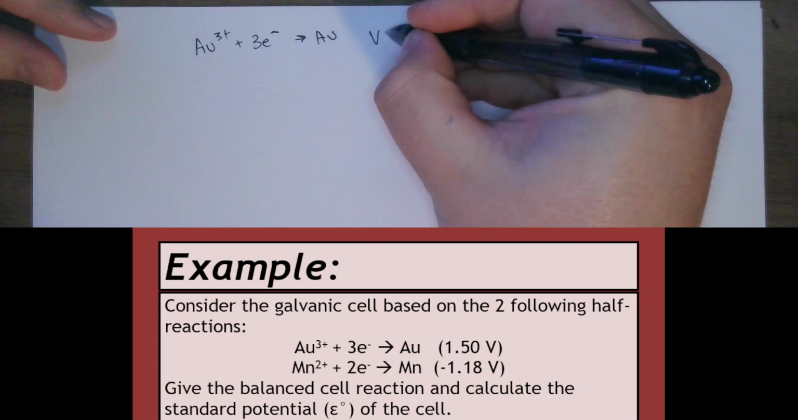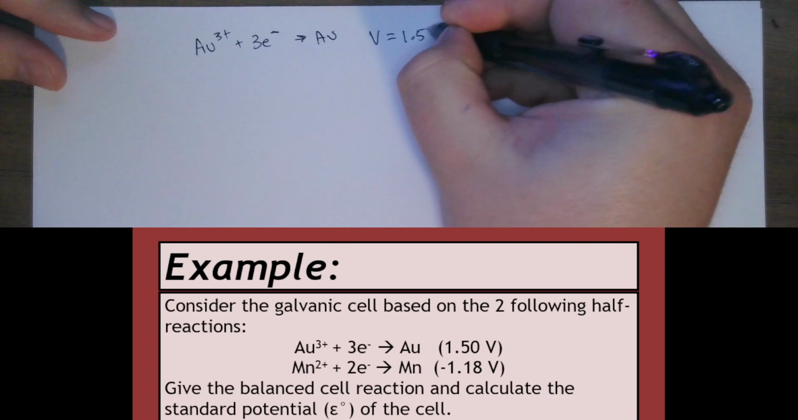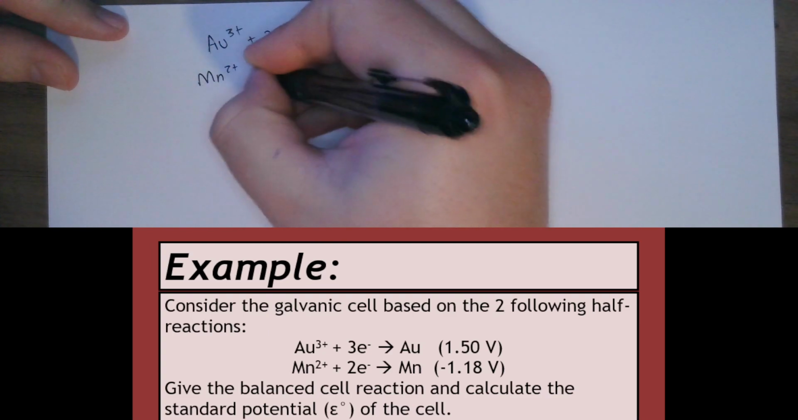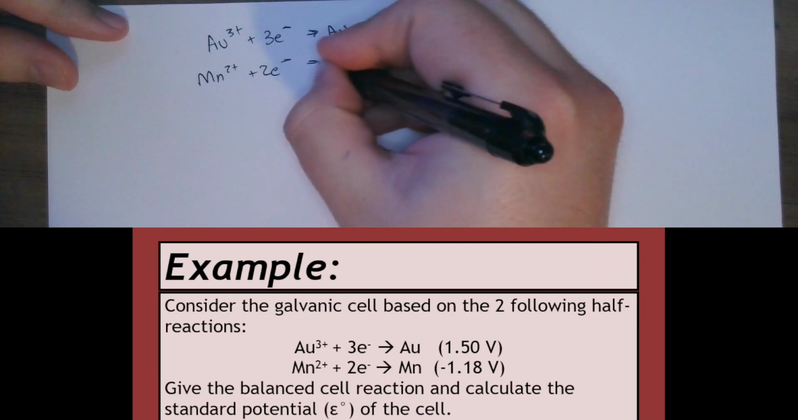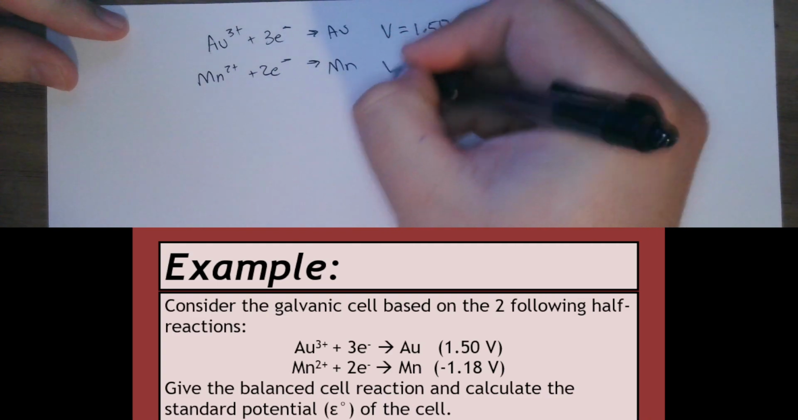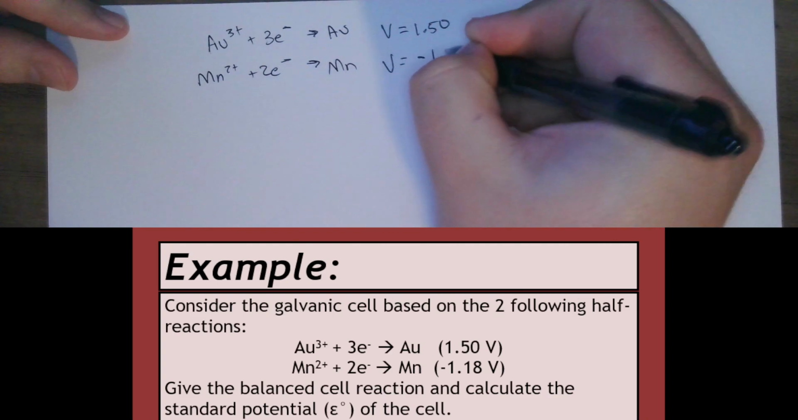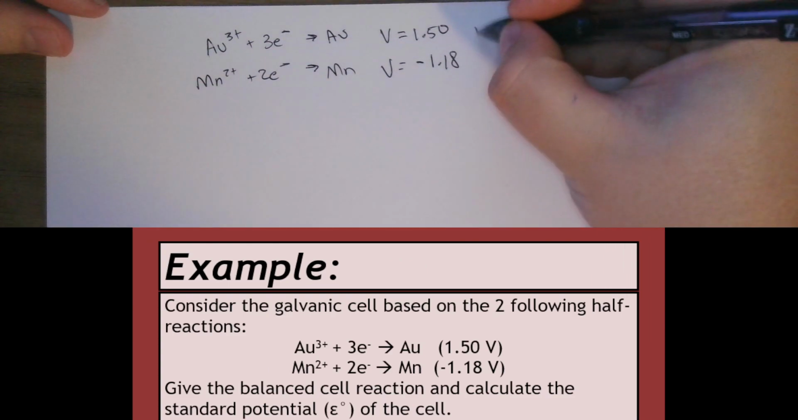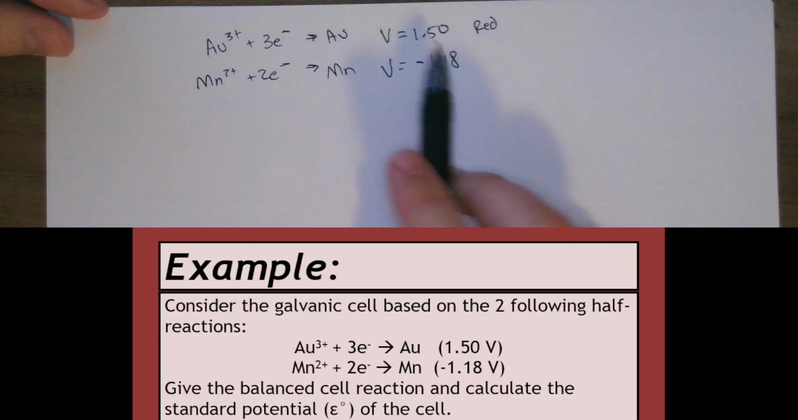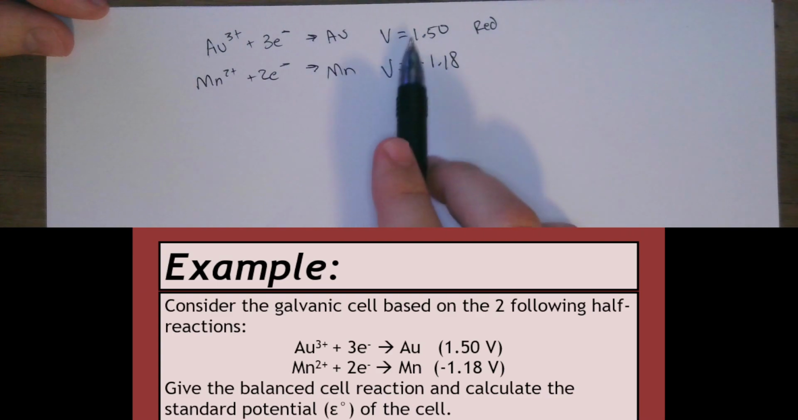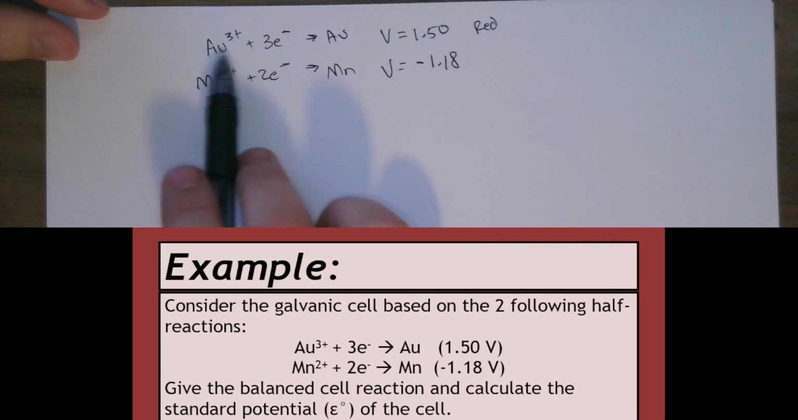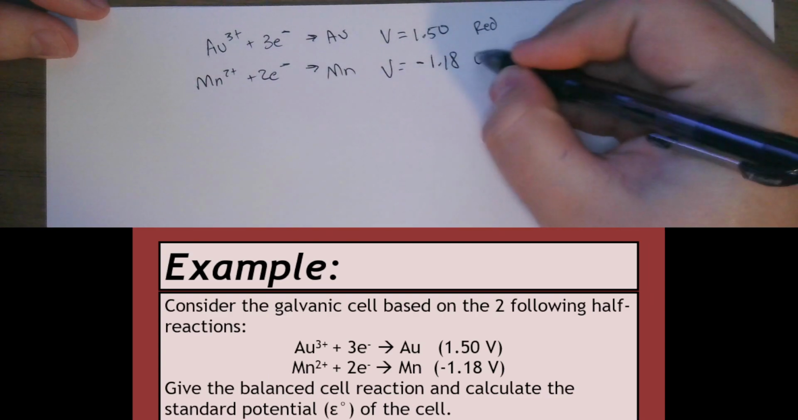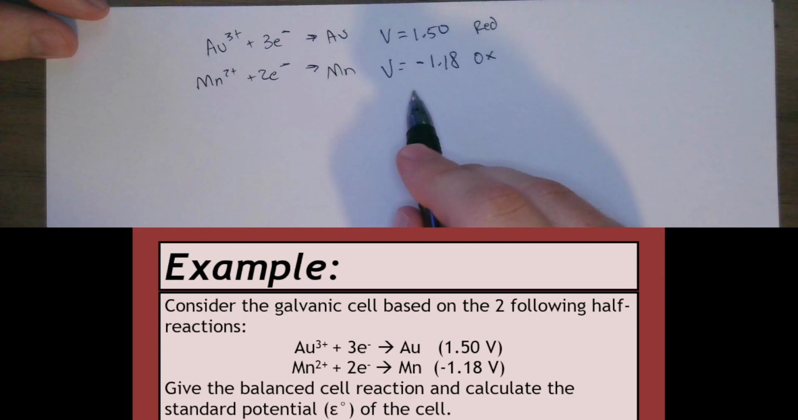Okay, my first one has a voltage of 1.5. Now my second one here has a lower voltage than that. Its voltage is negative 1.18, so it's definitely lower. So the top one, I'm going to make this one the reduction because it's better at reducing. It's a higher, more positive number. So I'm going to leave this one entirely unchanged. But this bottom one is going to be my oxidation step because its number is less.